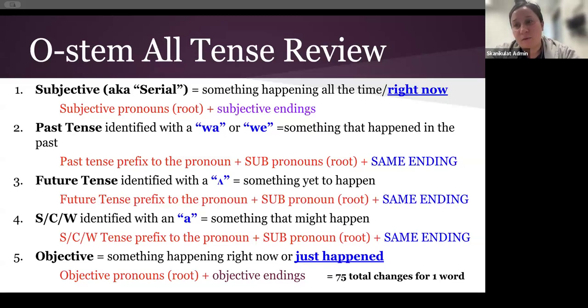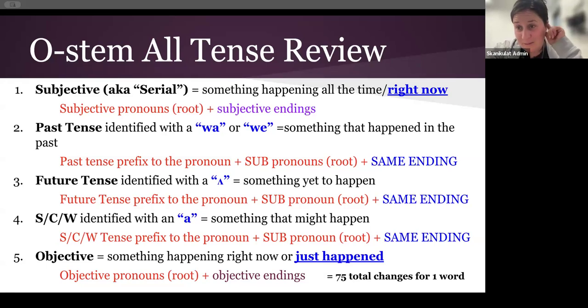And then the last tense of those three is the should, could, or would tense. It's identified with an A or an AE drag, something that might happen, should, could, or would happen. Doesn't mean that's going to happen. It's should, could, or would happen. Should, could, or would tense, you have to use your tense prefix, your subjective pronoun, your root, and also the same ending. And then the objective is something happening right now or just happened. So you're going to use objective pronouns and your root plus the objective ending.